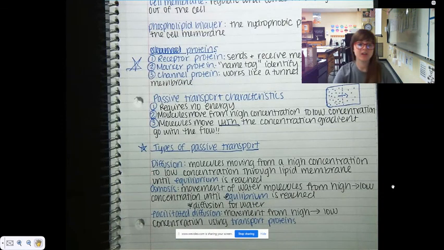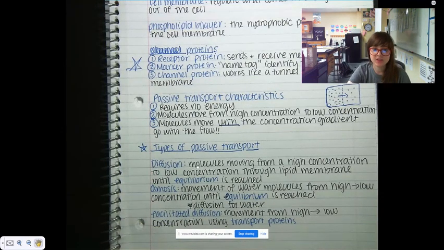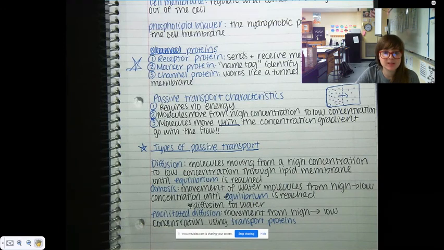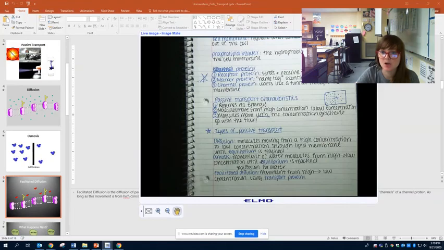And so I have here diffusion with a definition: the molecules moving from high concentration to low concentration through the lipid portion of the membrane until equilibrium is reached. Osmosis, again, movement of water until equilibrium is reached. And then facilitated diffusion, which is the movement from high to low using transport or channel proteins. And another thing I just want to point out, just a really good technique, is this use of different colors to sort of highlight the key terms. Okay.